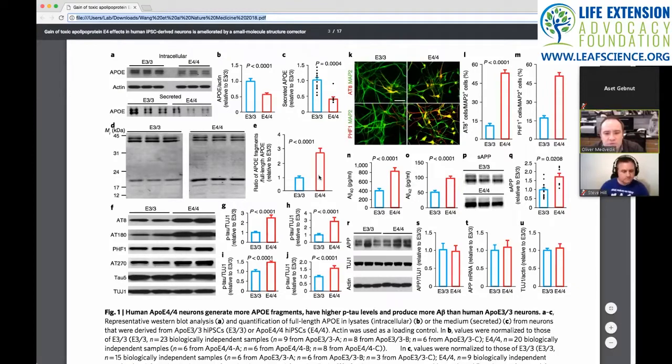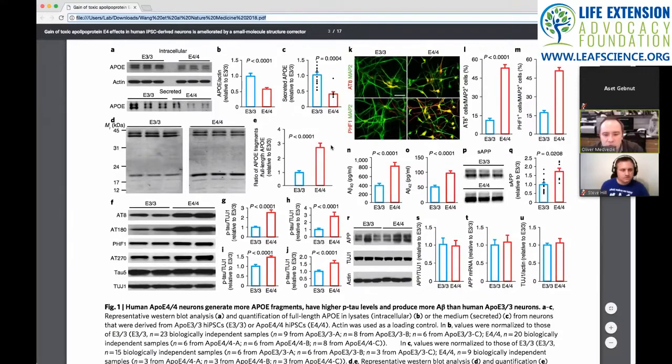So, these bar graphs are just basically quantifications of these Western blots. So you have significantly more fragmented E4 versus E3, which is more full length, which is more typical of the normal variant.